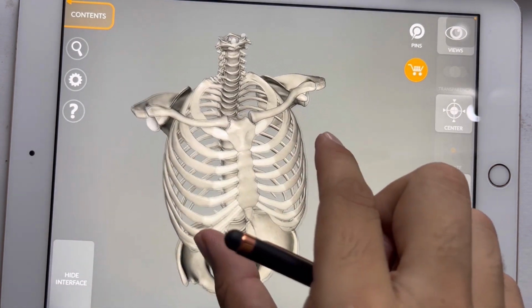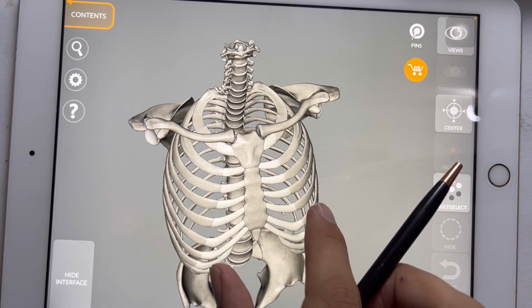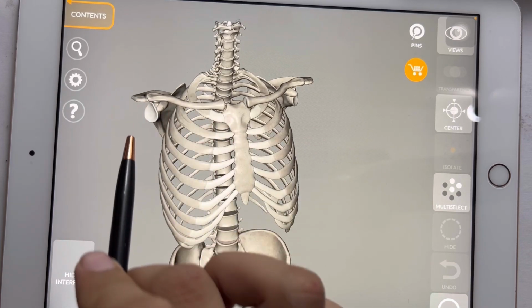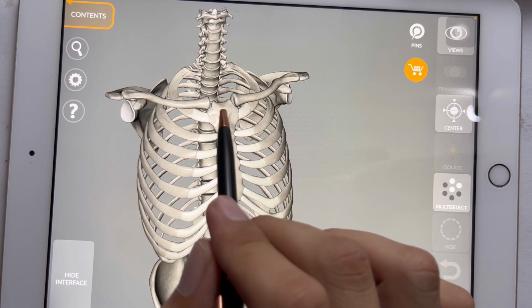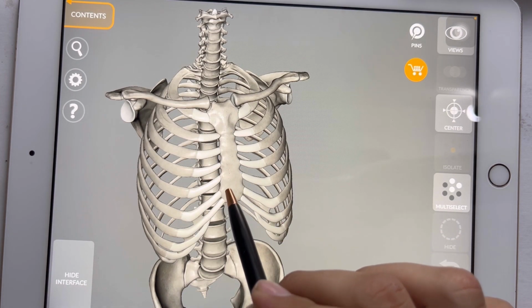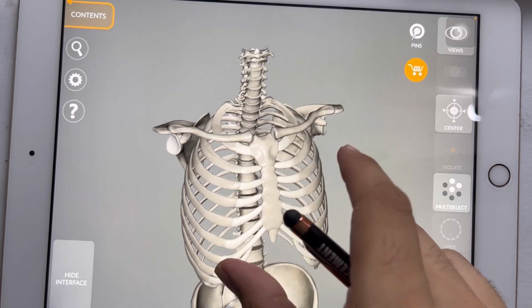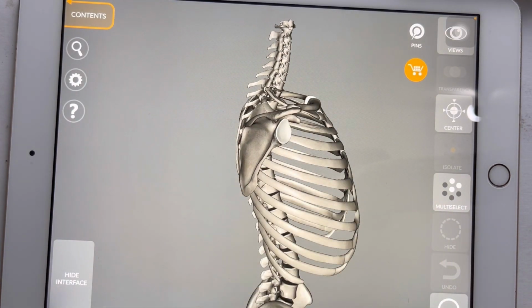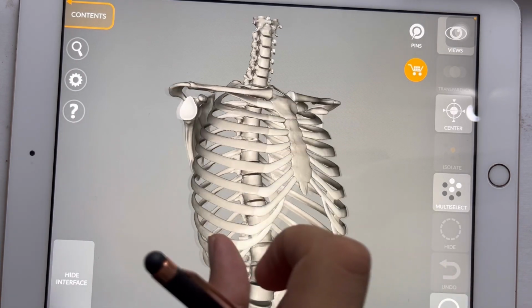Student, the clavicle bone is an S-shaped bone. It is also called the collar bone and it is an easily palpable bone. Student, the clavicle bone medially articulates with the sternum bone. This is the sternum bone, and laterally it articulates with the scapula bone. We will discuss the scapula bone later in this video.